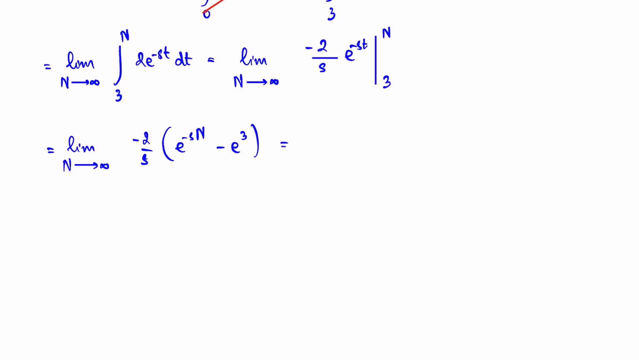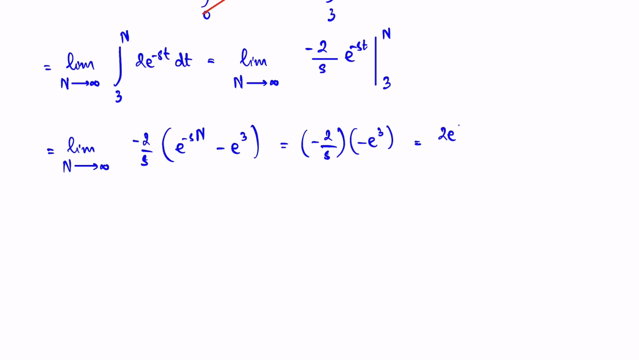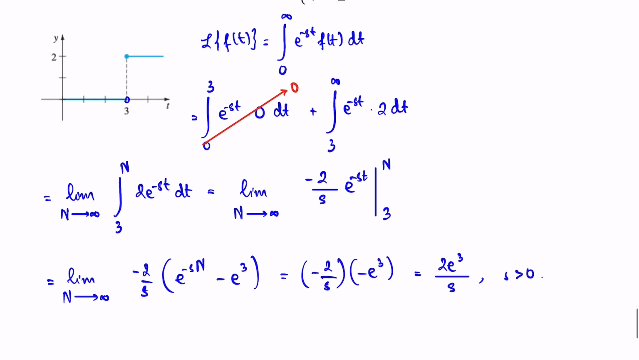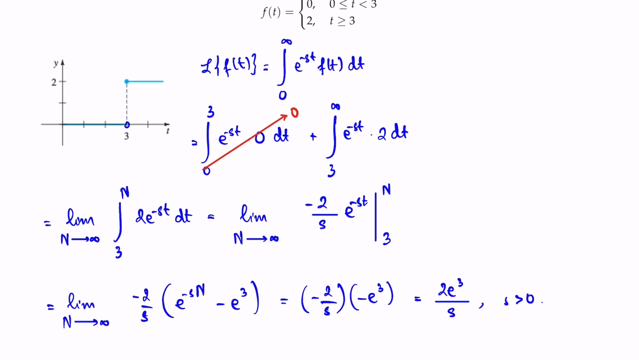Then you apply the limit, with the assumption that s is greater than 0, so the limit of this term is going to be equal to 0. And you're left with just negative 2 over s times negative e to the third power. So you have 2 times e to the third power divided by s, given that s is greater than 0. So that is the Laplace transform of this function.